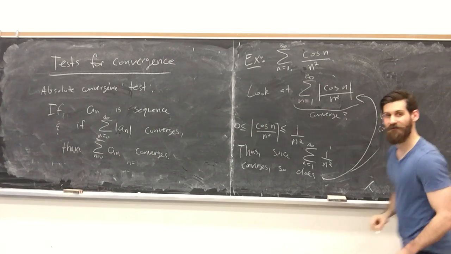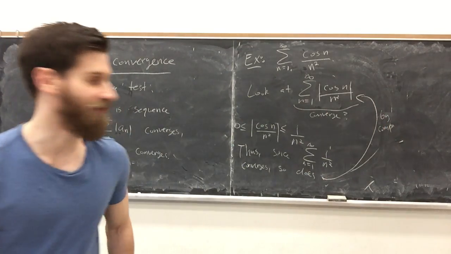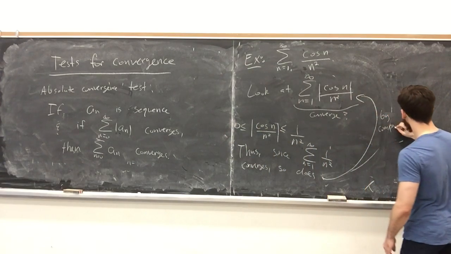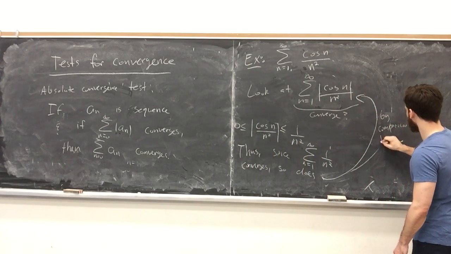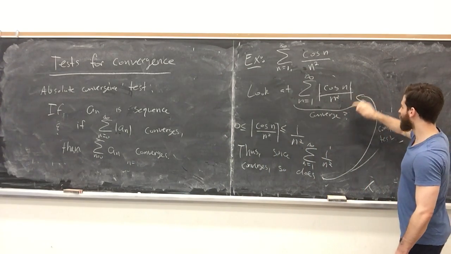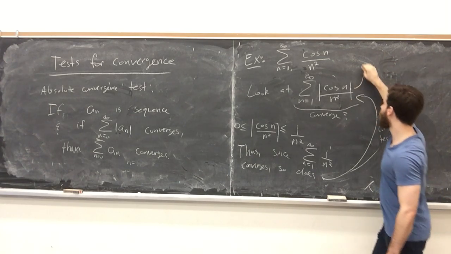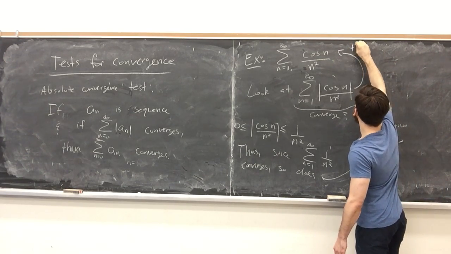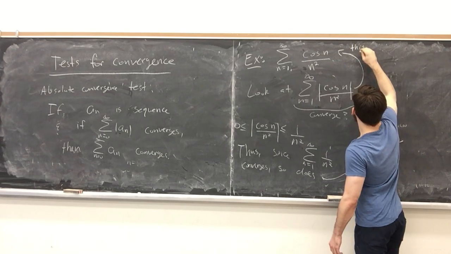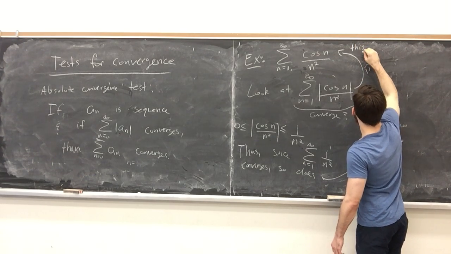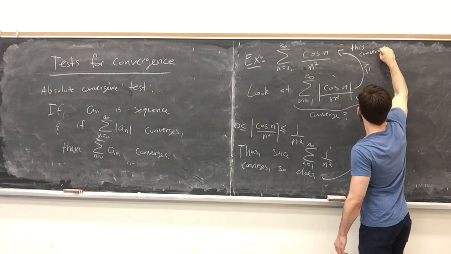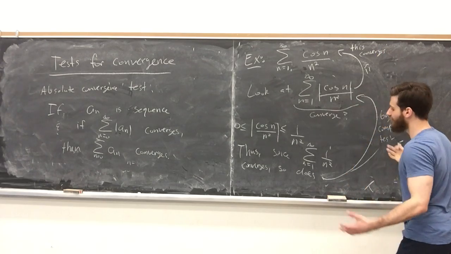Did you see this? I think so. So we know that this converges, but then by the absolute convergence test, we get that this converges. So this implies this converges. And that's how it's done.